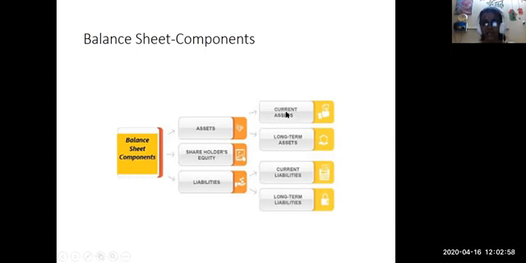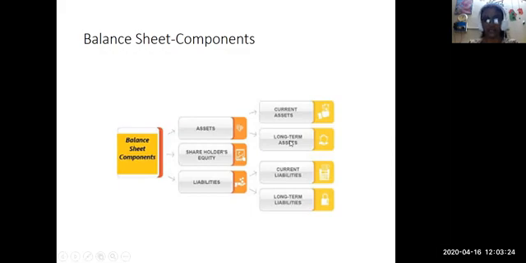So in that way, current assets refers to those assets which can be converted into cash or equivalent within 1 year period of time. And current liabilities are those liabilities which are to be paid or met within a period of 1 year. Long-term assets are also known as fixed assets.